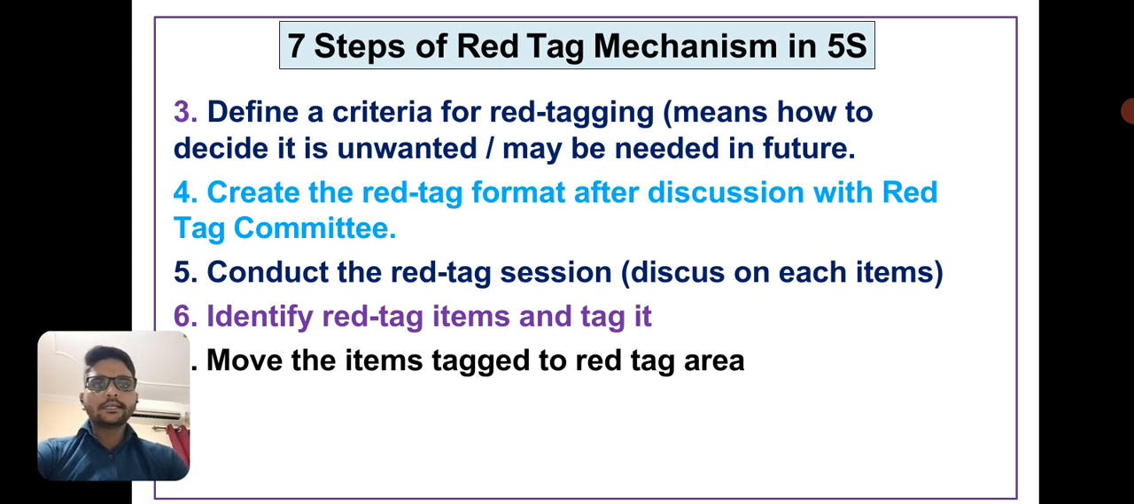After that, conduct the red tag session, which means discussion of each item being red tagged. After that, identify red tag items and tag them, which means after conducting the red tag session we need to identify the red tag items and put the tag on them. The seventh step is to move the already tagged items to the red tag area, a defined area. Items that are already tagged, we need to move to that area. These are the 7 steps.